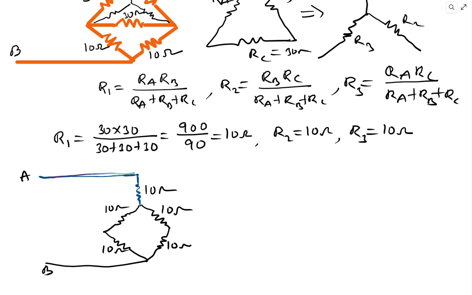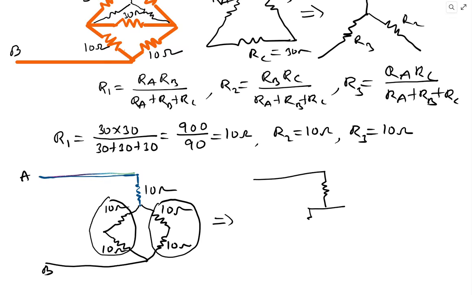Now you can see these two are in series and these two are also in series. So 10 and 10 becomes 20, 10 and 10 becomes 20. Now the figure will reduce to like this. This is 10 ohm, this is 20 ohm, this is 20 ohm, and 20 and 20 are parallel, so their resultant becomes 10 ohms.